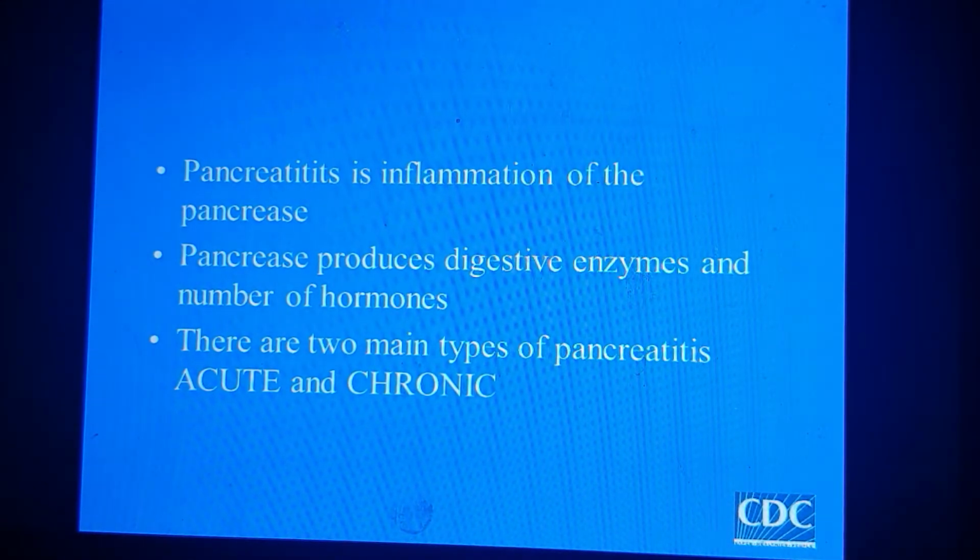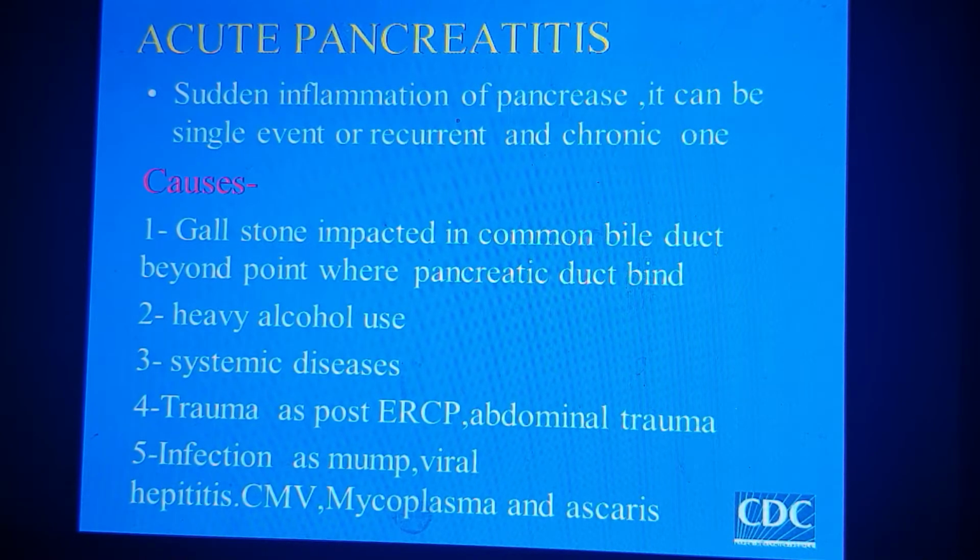Pancreatitis is inflammation of the pancreas. The pancreas produces digestive enzymes and a number of hormones. There are two main types of pancreatitis, acute and chronic. Acute pancreatitis is a sudden inflammation of the pancreas. It can be a single event or recurrent and sometimes leads to chronic pancreatitis.